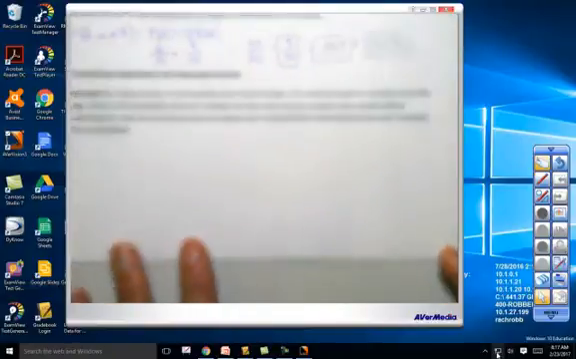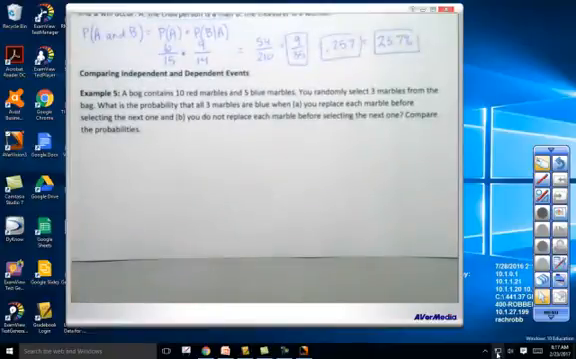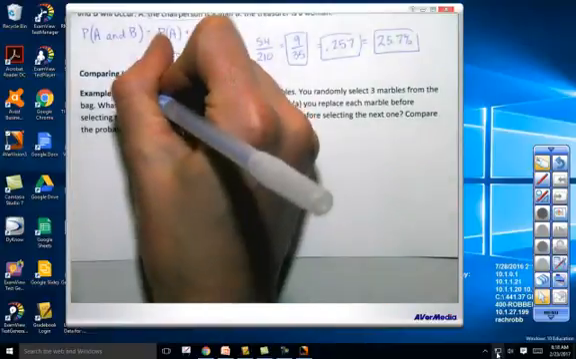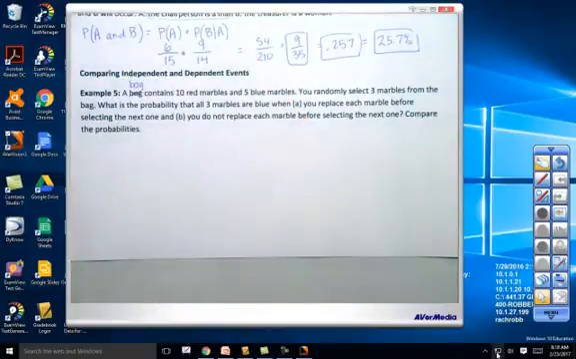Can't get this whole thing to show up on here. Okay, this says a bog, but that's supposed to say a bag, that contains 10 red marbles and 5 blue marbles. You randomly select 3 marbles from the bag. What's the probability that all 3 marbles are blue when A, you replace the marble after each time, or B, you do not replace, and then we're going to compare.